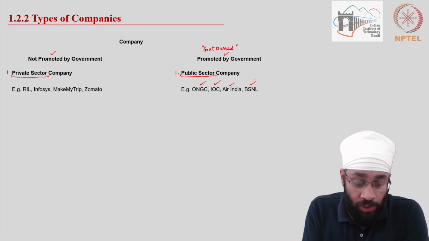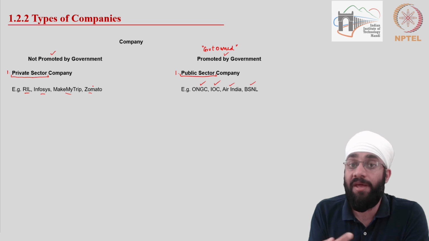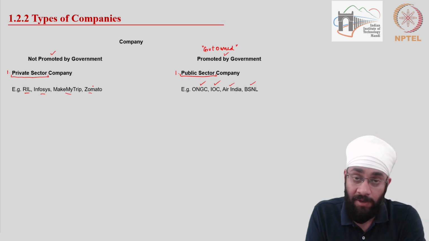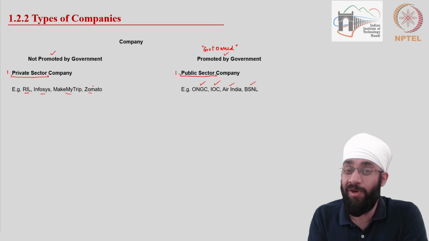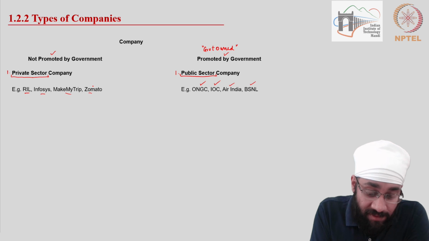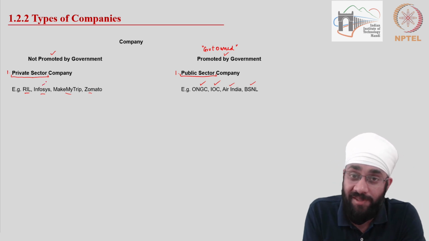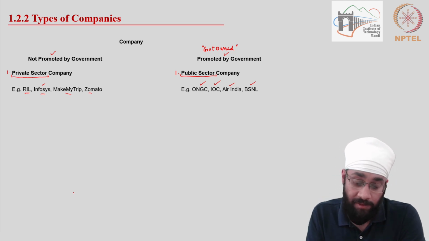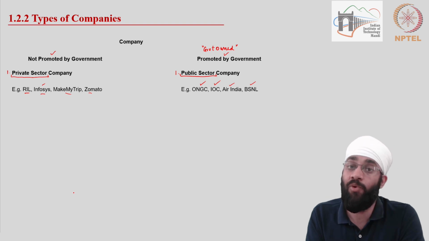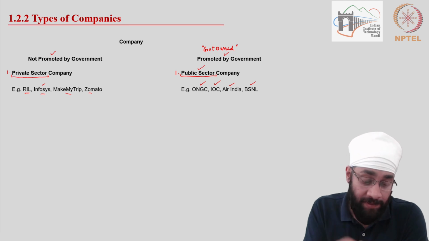More on that later. For private sector companies, examples are Reliance Industries, Infosys, Make My Trip, and Zomato. All these companies are private companies. The government has not put in money in these companies. Note that the government might have put in money, but it may only be 10% of the total money invested in, let's say, Infosys. That does not give the government a right to take decisions in this company. So while the government can invest in any company, only if the government owns more than 50% do you call a company a public sector company.